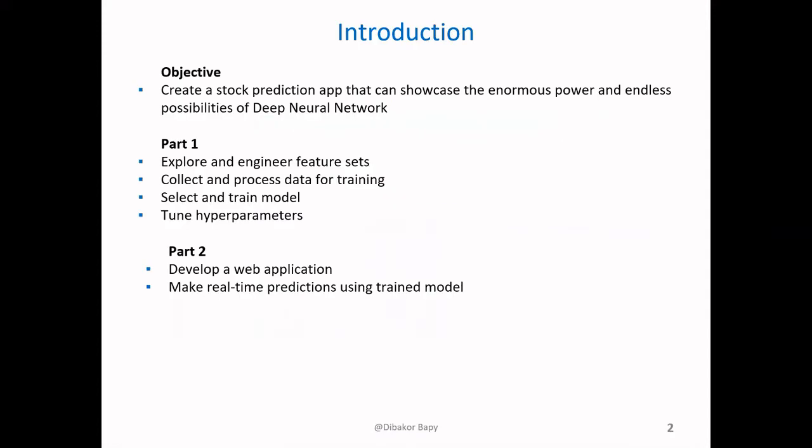My goal in this project was to create an application that can showcase and highlight the enormous power and endless possibilities of neural networks. I chose to work with the stock market because it's challenging and something really hard to do. In the first part of the project, I explored and searched for different features and predictors that drive the stock price. Then I looked for different ways to collect data. Data is very restrictive, controlled by big players. Then I trained and tested my model with different feature sets. When I finally found my model, in the second part, I developed a web application that can make real-time predictions using that model.